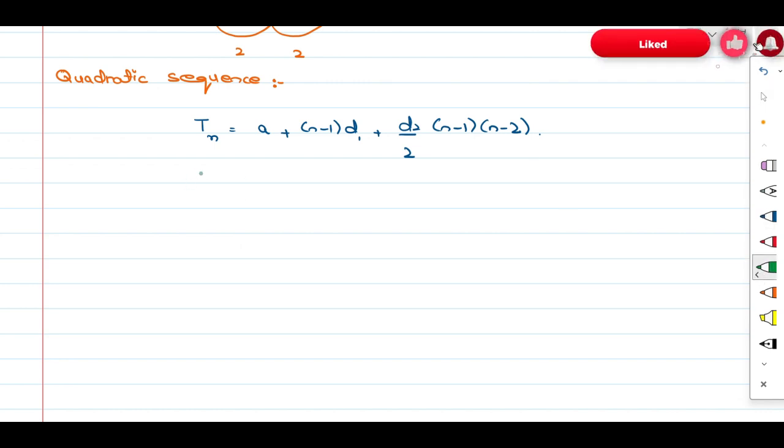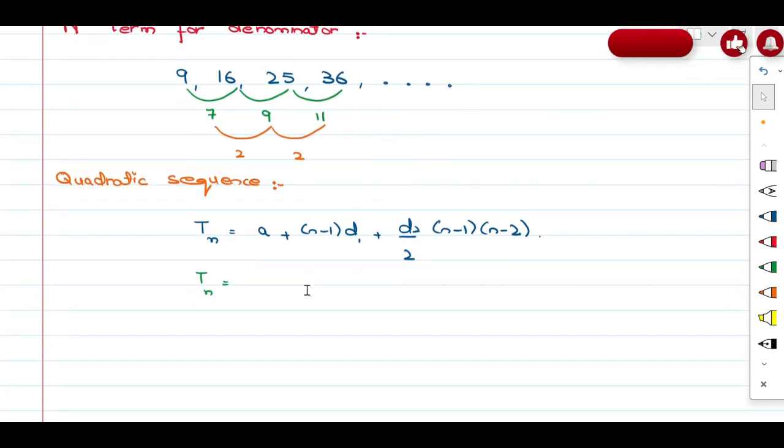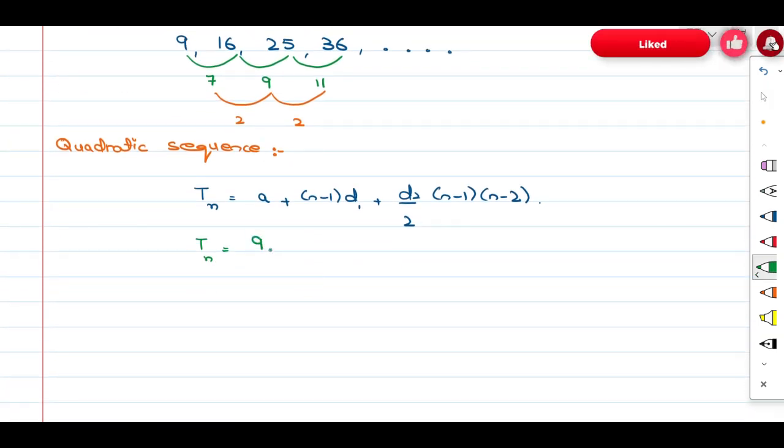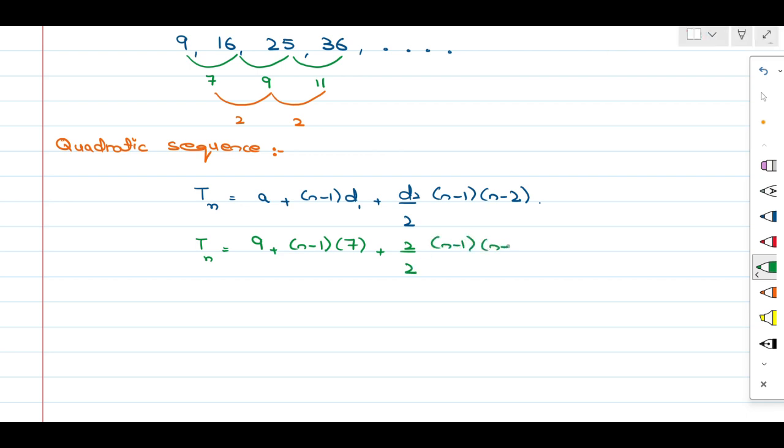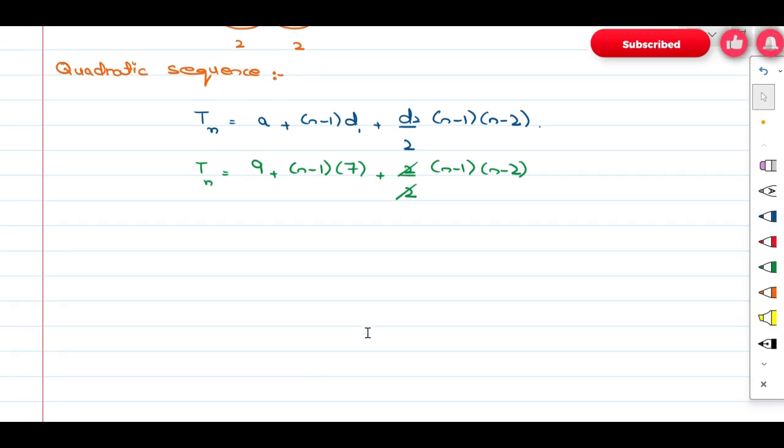Now plug everything into the formula. Here a is the first term of the sequence, so the first term is 9, plus (n minus 1). d1 is the first term of the first difference sequence, which is 7. d2 is the constant second difference, which is 2. Then this is (n minus 1)(n minus 2). Let me simplify. The 2 cancels out with this 2, right?